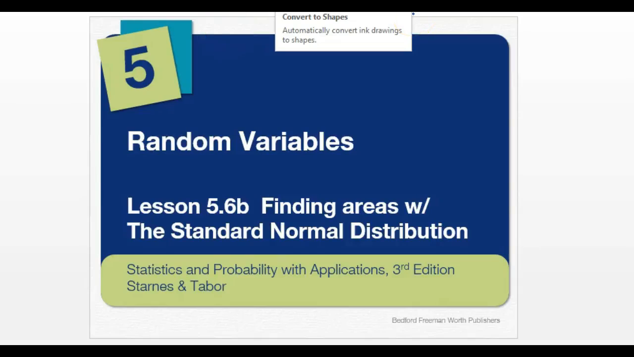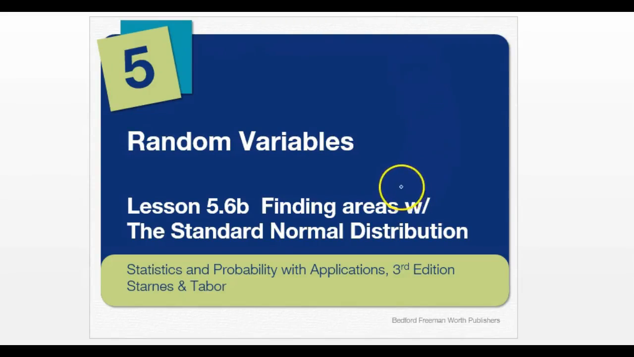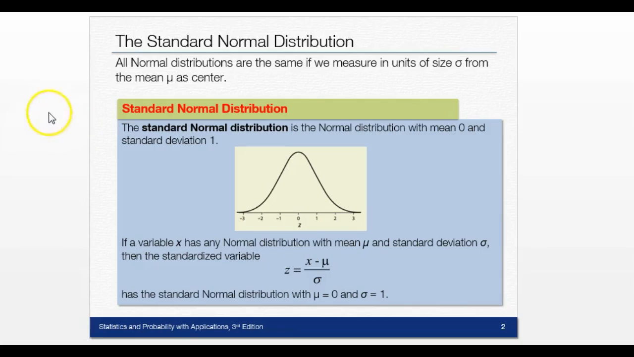All right, in 5.6b, we are continuing with the standard normal distribution, and we're going to find areas underneath the curve without using the empirical rule that we used in 5.6a. So, all normal standard distributions are the same if we measure in units the size of sigma, which is the standard deviation from the mean, mu, as the center. So we measure in standard deviations. Okay, how many standard deviations from the mean is it?